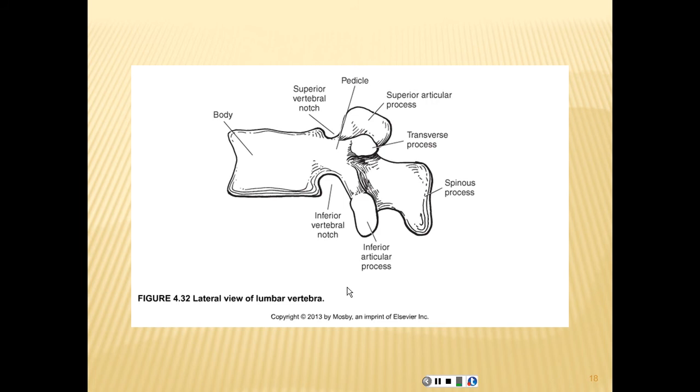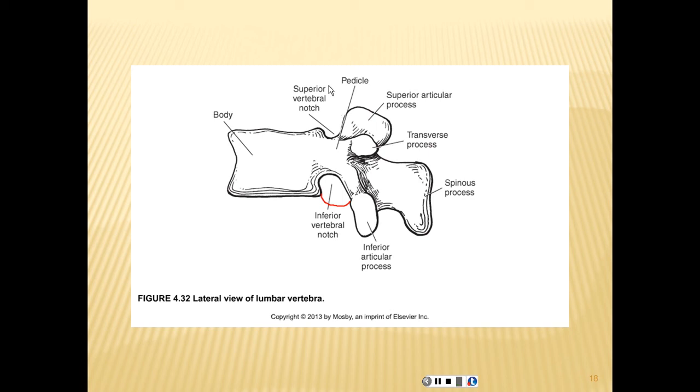Lateral view of the lumbar vertebra. Again, all anatomy is needed. This inferior vertebral notch meets up with the superior vertebral notch, similar to this. And this is where the nerve exits. So this red line would be the inferior vertebra, superior vertebral notch. That's what this red line will indicate. And this is where the nerve would exit.